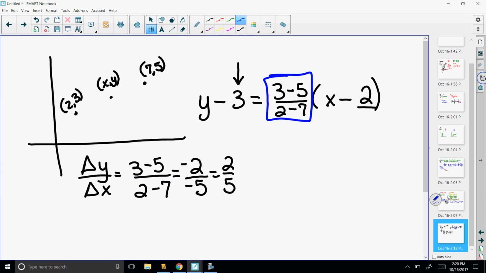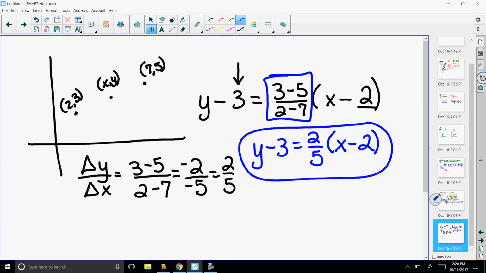And you could say, what equation for this line is y minus 3 is equal to 2/5 times the quantity x minus 2. There's an answer. That's an equation for a line that I can create right there. But is there another answer you could have?